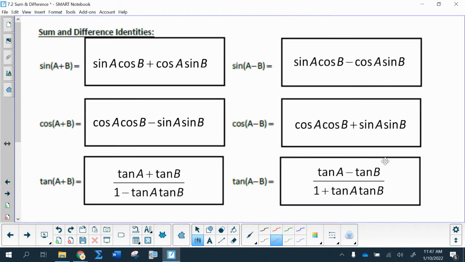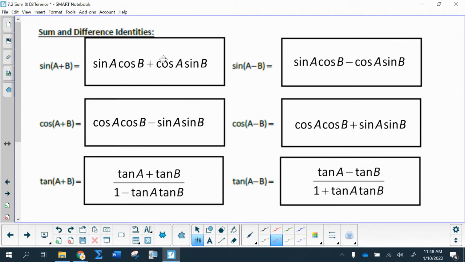So here are the formulas that you should be filling in onto your handout. So we have 6 different formulas that you need to be aware of, but really you need to be aware of the first 4 for sure, and you do have to memorize them. So you have the sine addition or sum formula, sine cosine plus cosine sine, and the sine subtraction formula, sine cosine minus cosine sine. Then you have the cosine addition and subtraction, and notice the signs change. Okay, so they're kind of the opposite. And then there are these formulas for the tangent sum and subtraction formulas as well.